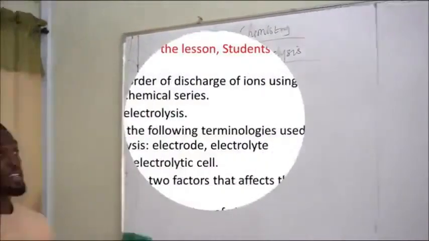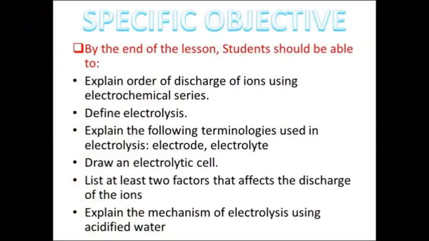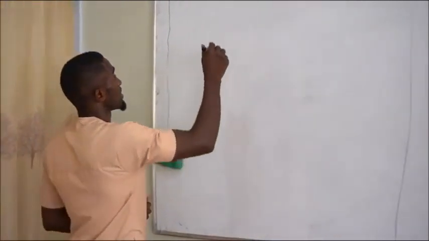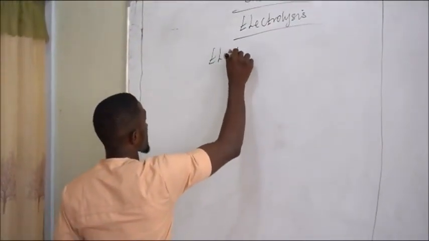In the specific objectives, it is expected that by the end of the lesson, we should be able to explain the order of discharge of ions in the electrochemical series, define electrolysis, explain the terminologies used in electrolysis such as electrode and electrolyte, draw an electrolytic cell, list at least 2 factors that affect the discharge of the ions. Finally, explain the mechanism of electrolysis using acidified water. Now let's begin with electrochemical series.